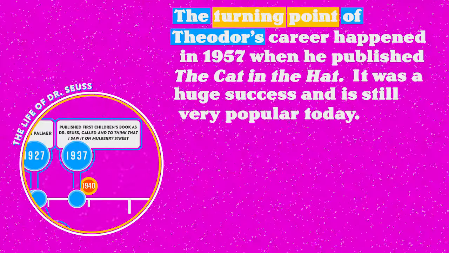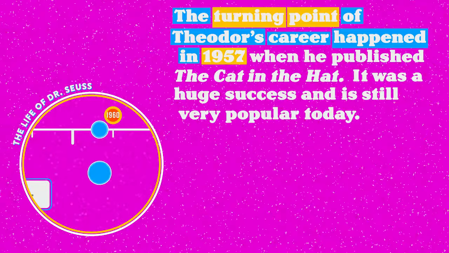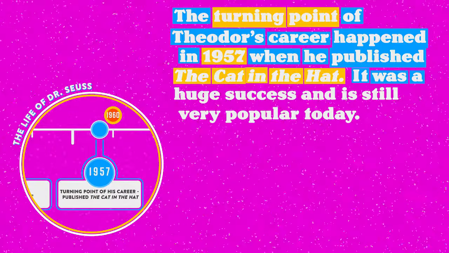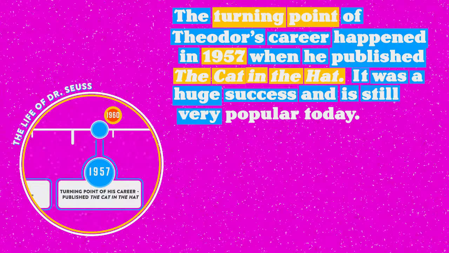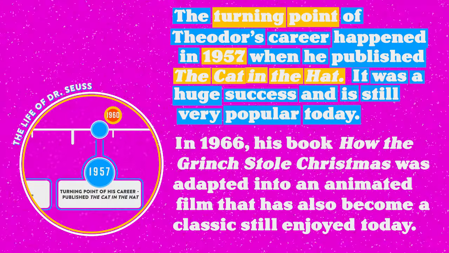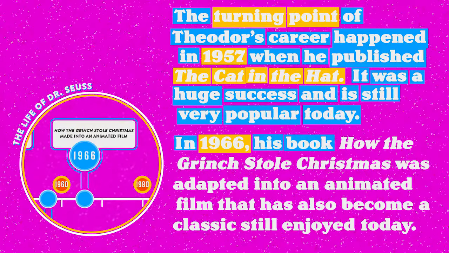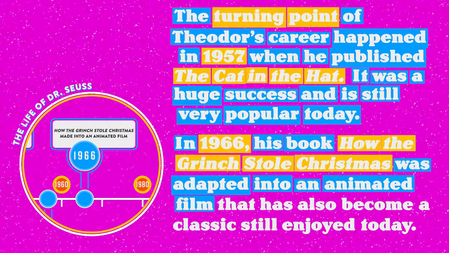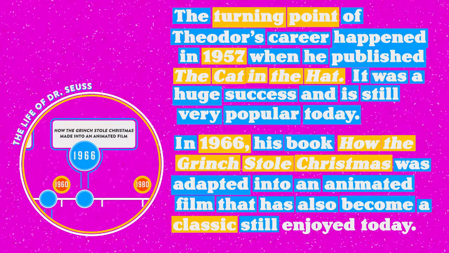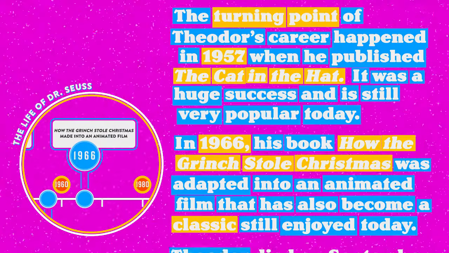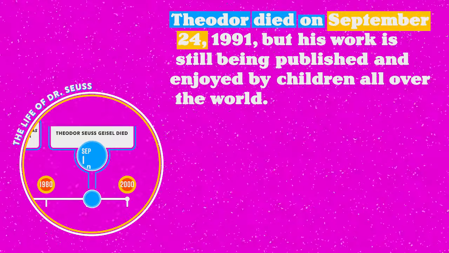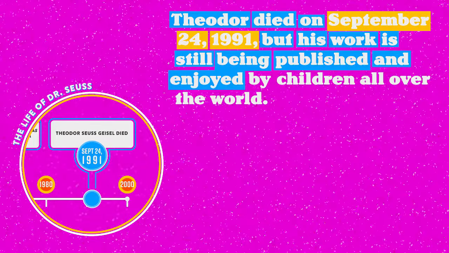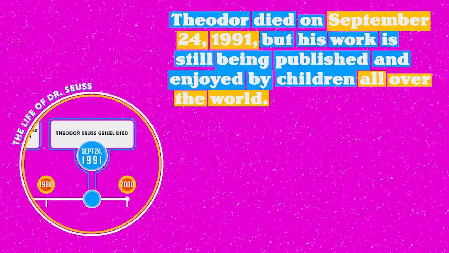The turning point of Theodor's career happened in 1957, when he published The Cat in the Hat. It was a huge success, and is still very popular today. In 1966, his book How the Grinch Stole Christmas was adapted into an animated film that has also become a classic still enjoyed today. Theodor died on September 24, 1991, but his work is still being published and enjoyed by children all over the world.